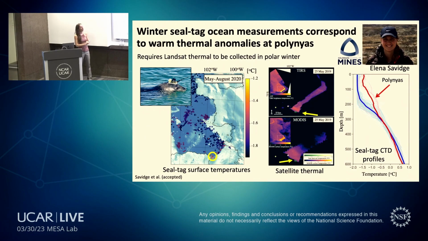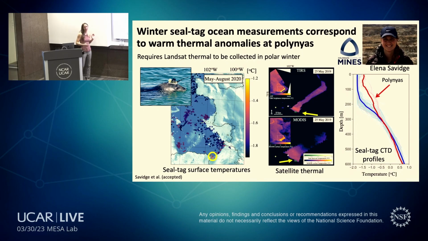Elena Savage is a grad student at the School of Mines who just got this paper accepted literally a few days ago, where she used the field observations and fused it with the thermal data to show that where we see warm surface temperatures in the seal tag data, we also see warm thermal anomalies in both Landsat and MODIS. And that could be measured in wintertime.